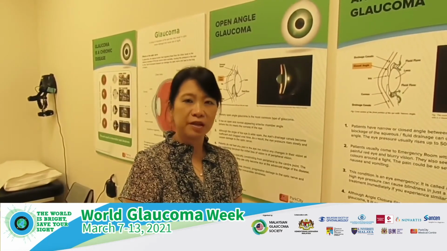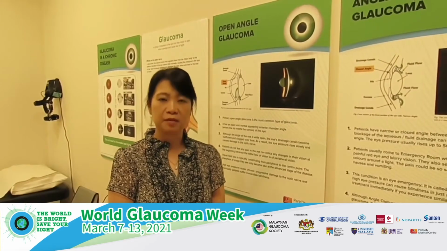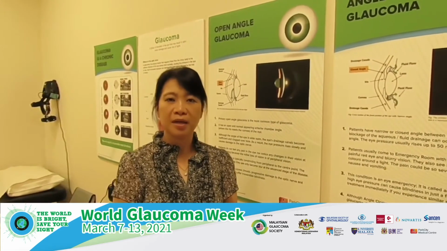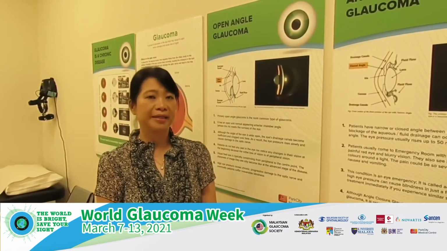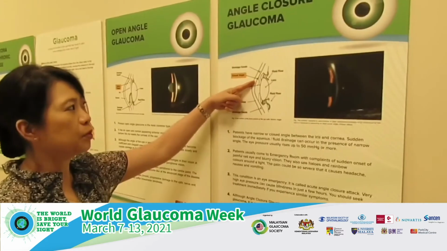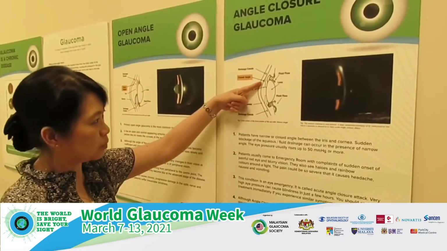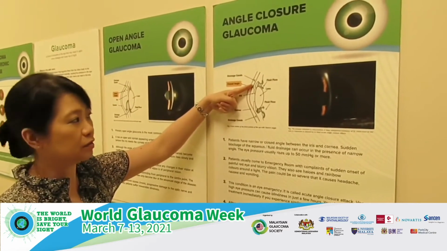The other type of glaucoma is angle closure glaucoma. This is a very important type. Although it contributes to about 20% of all cases of glaucoma, it is responsible for 80% of glaucoma blindness. As you can see, the angle here is very narrow. There is very little space between the iris and the cornea for the fluid to flow out.